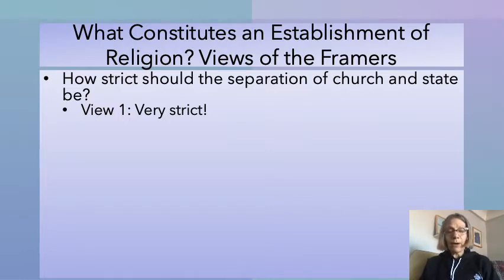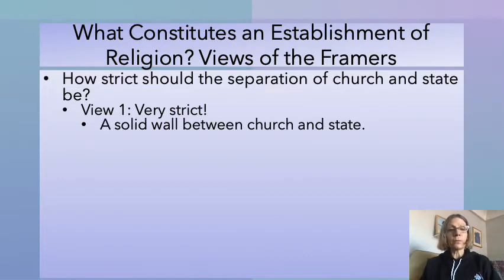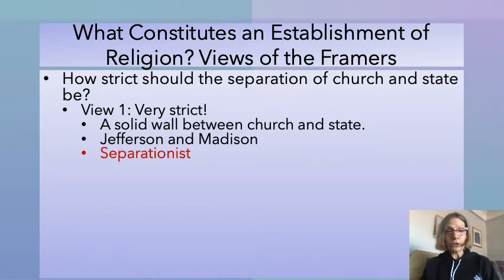Some framers, in particular Jefferson and Madison, felt that the separation between church and state should be very strict. There should be a strict separation. Sometimes people like to talk about the separation of church and state as a wall. And so Jefferson and Madison in their writings talk about a solid wall, that establishment of religion means that there can really be no intermingling between church and state. So this is what your textbook calls the separationist viewpoint, a strict separation between church and state.